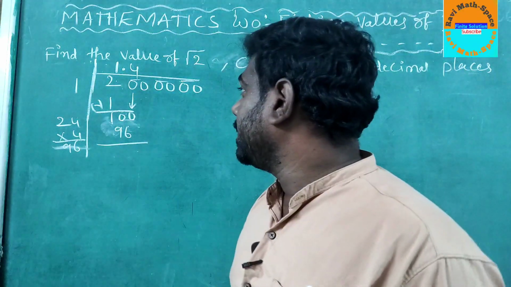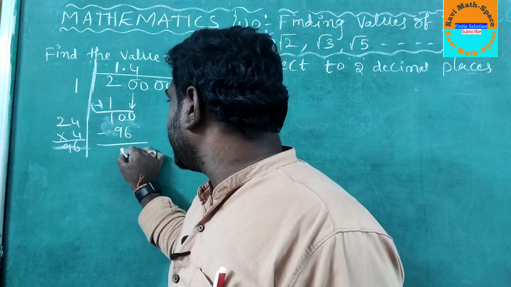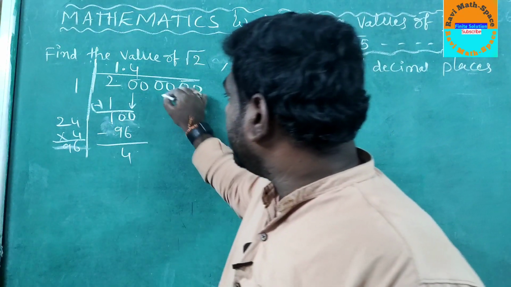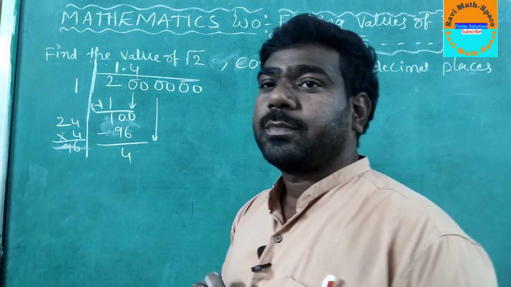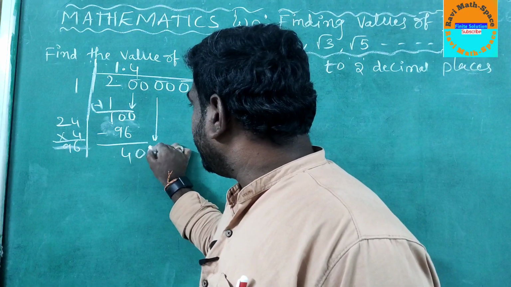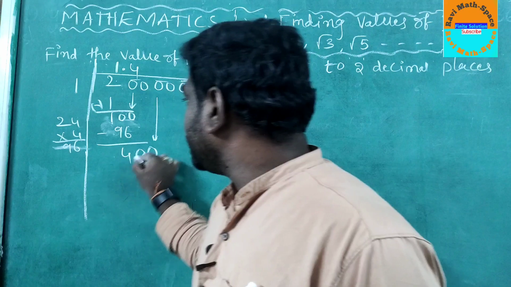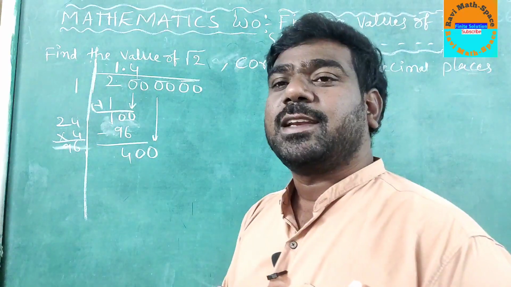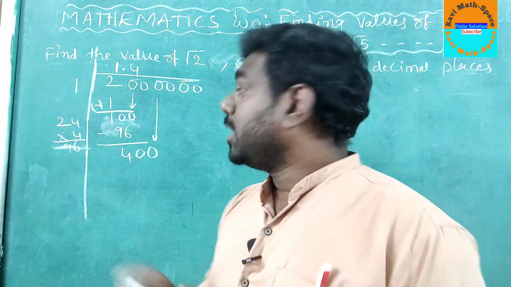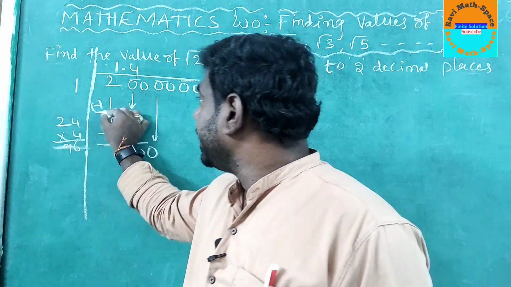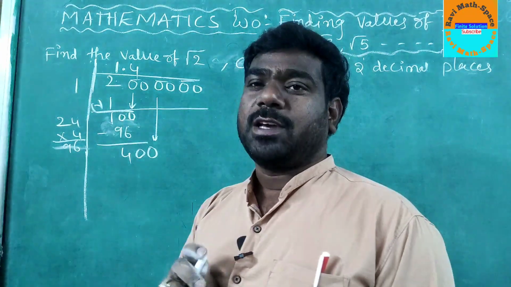Now subtract here. 100 minus 96 is 4. Now bring down the next pair. That is, 4 becomes 400. Again it is a new dividend. Whatever steps we applied previously, the same steps we have to apply.